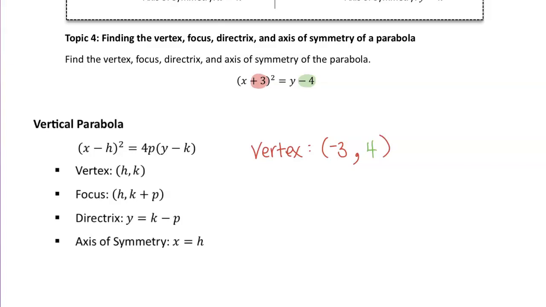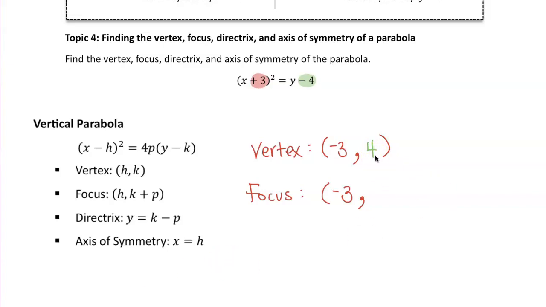Next, focus. You can find the focus by keeping the x-coordinate of the vertex the same, but you now have to add p to the y-coordinate. So how do we find p?